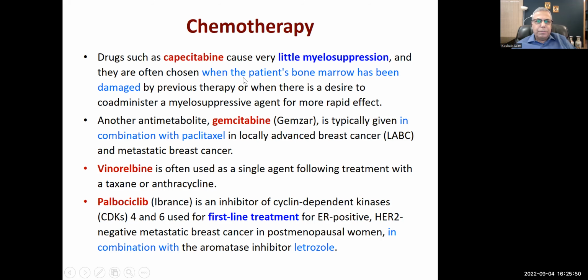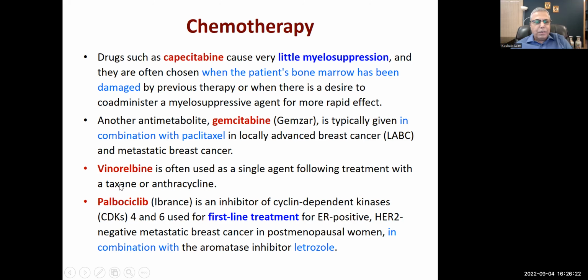So capecitabine, little myelosuppression, they are often chosen when the patient's bone marrow has been damaged, or you are giving a drug that is highly myelosuppressive. So you give capecitabine in combination. We have got another anti-metabolite, which is gemcitabine. It is typically given in combination with paclitaxel in locally advanced breast cancer and also in metastatic breast cancer.